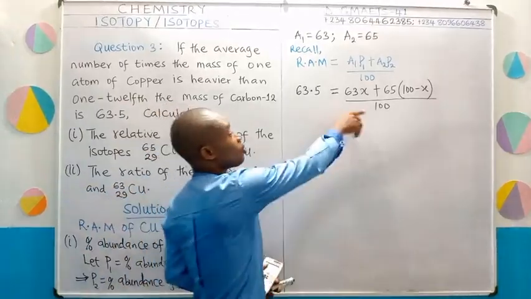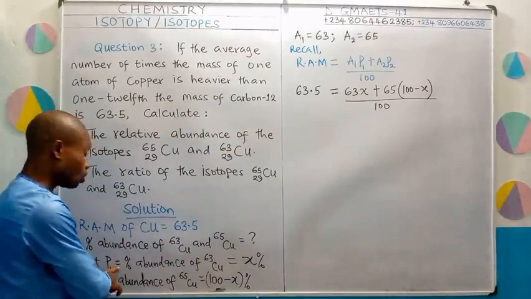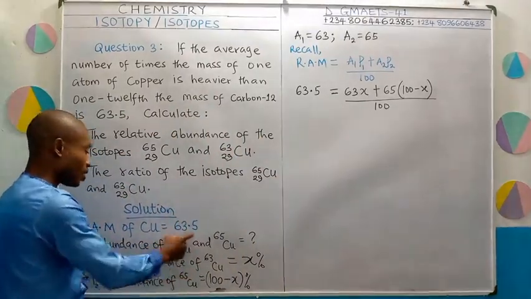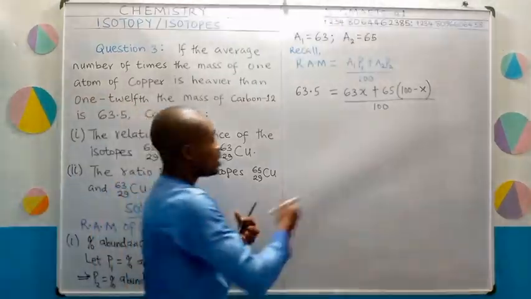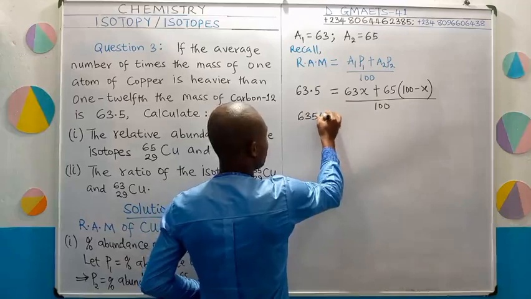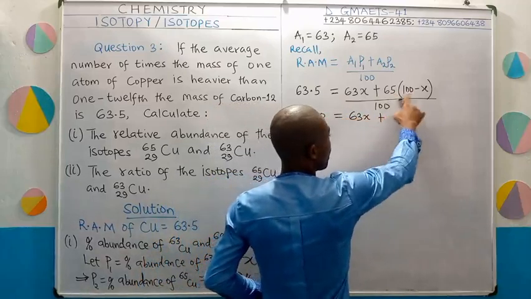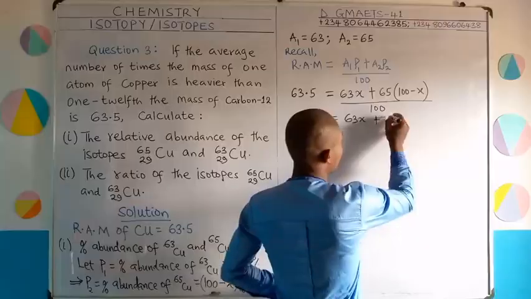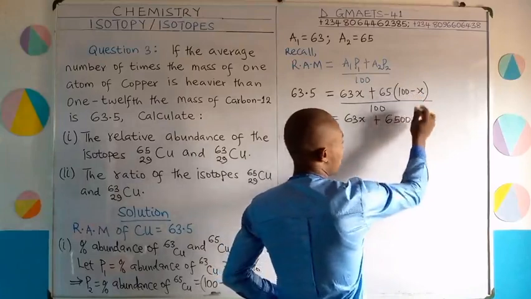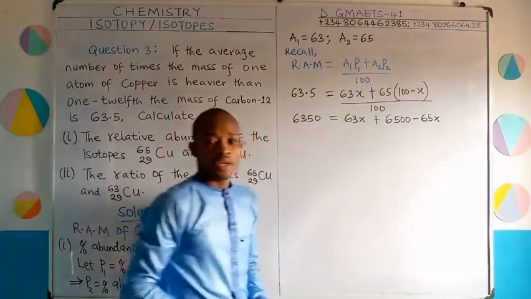From here, we have to cross multiply. We are solving for X now. Once I get the value of X, that will be equal to P1, the percentage abundance or relative abundance of copper 63. If I cross multiply, this times this will give us 6,350 equal to 63X, then plus, open up this bracket, 65 times 100 will give us 6,500. Then 65 times minus X will give us minus 65X.